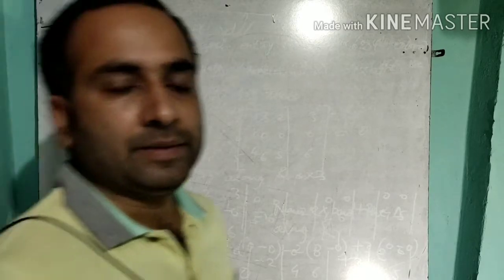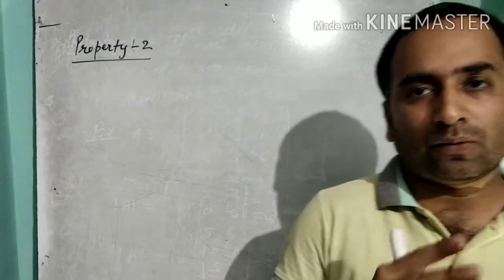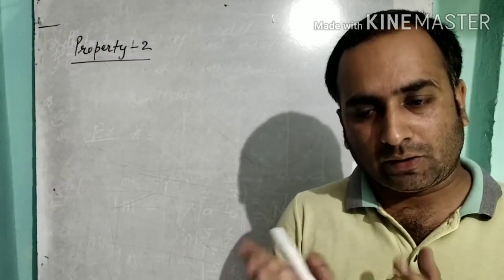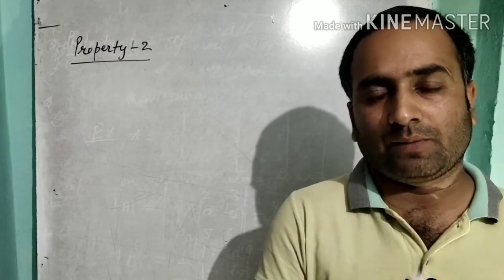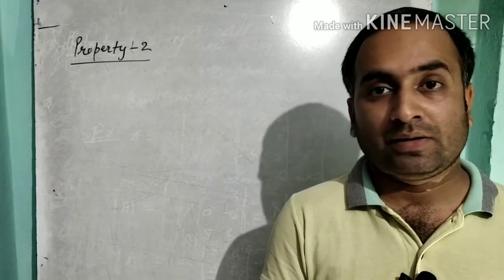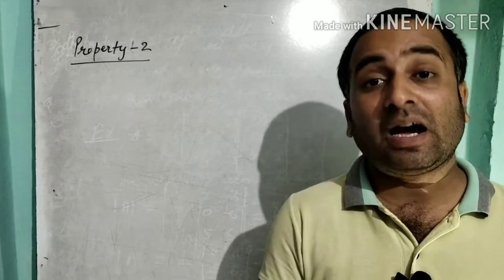In this property, I will tell you, if all the elements of the rows of the determinant are changed into columns, and column elements are changed into rows, then the value of the determinant does not change. You can say it is unaltered.